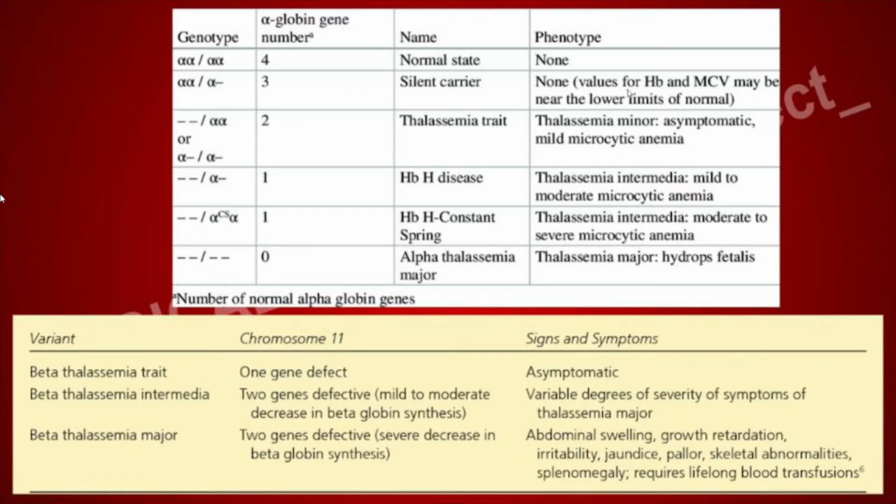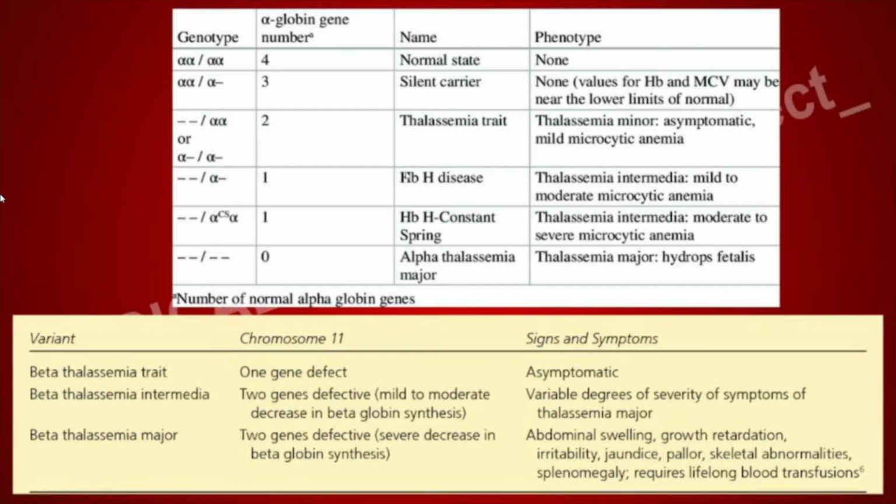If 2 genes are present and 2 are absent, then the patient has the thalassemia trait, thalassemia minor. If only 1 gene is present, it is known as HbH disease, also known as thalassemia intermedia, with mild to moderate microcytic anemia seen. While if none of the alpha genes are present on the 16th chromosome, then that is thalassemia major, that is hydrops fetalis.